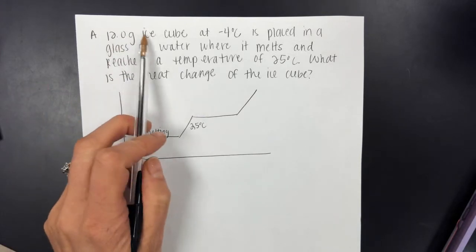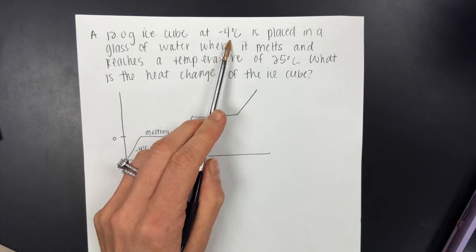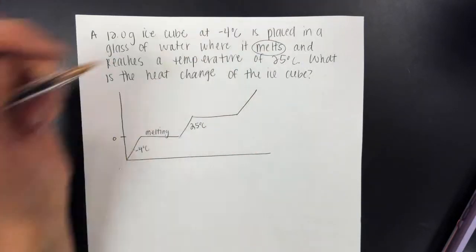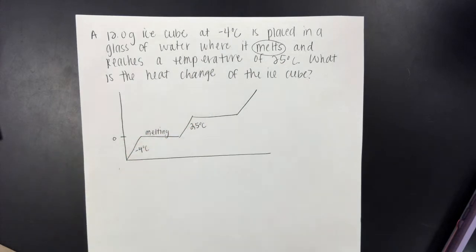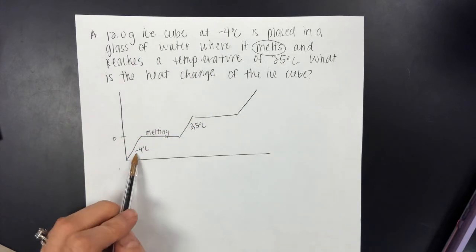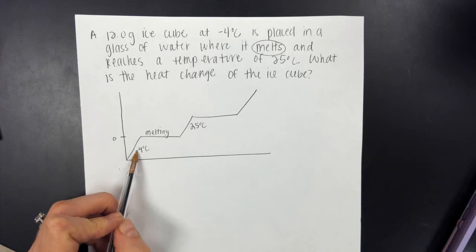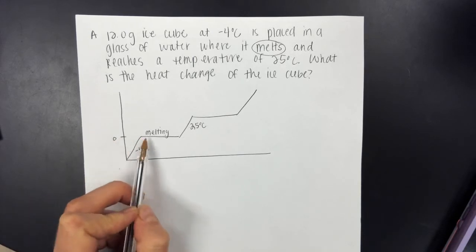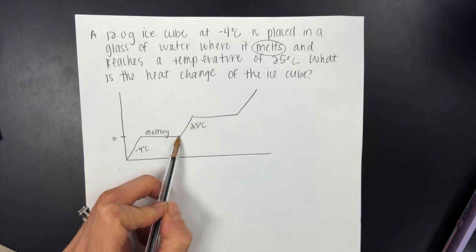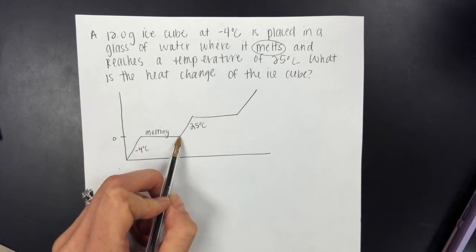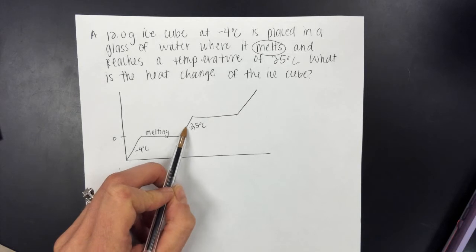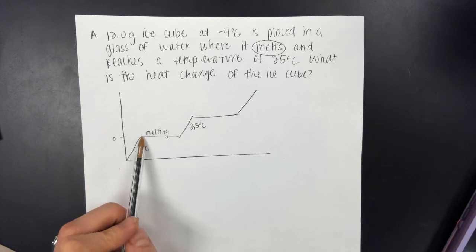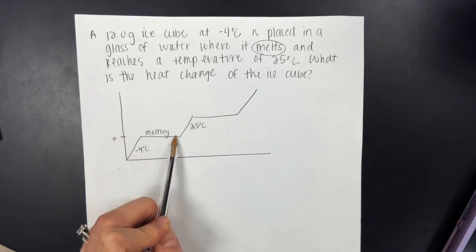So it says a 12-gram ice cube at -4 degrees Celsius is placed in a glass of water where it melts, okay, and reaches a temperature of 25 degrees Celsius. So you're starting here at the solid ice cube, and it's increasing temperature, and then boom, at 0 degrees we know ice melts, and then it doesn't stop there because it continues to increase in temperature to 25 degrees Celsius. Okay, so the melting happens all at 0 degrees.